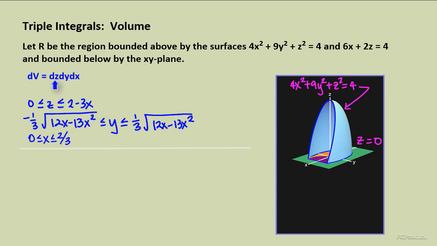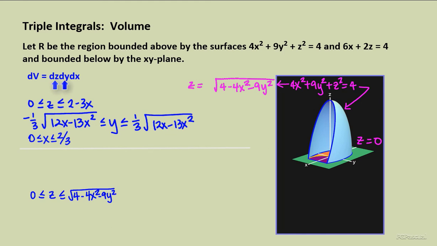Remember, since we are dealing with the first variable of integration, we are looking for bounding surfaces in the z direction. We solve for z on the ellipsoid. We get plus or minus the square root of 4 minus 4x squared minus 9y squared. Since the solid is above the xy plane, where z is greater than or equal to 0, we use the positive square root for z on the ellipsoid. Hence, 0 is less than or equal to z, which in turn is less than or equal to the square root of 4 minus 4x squared minus 9y squared.